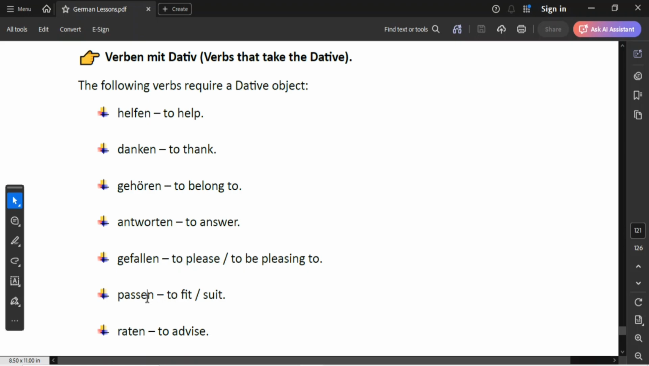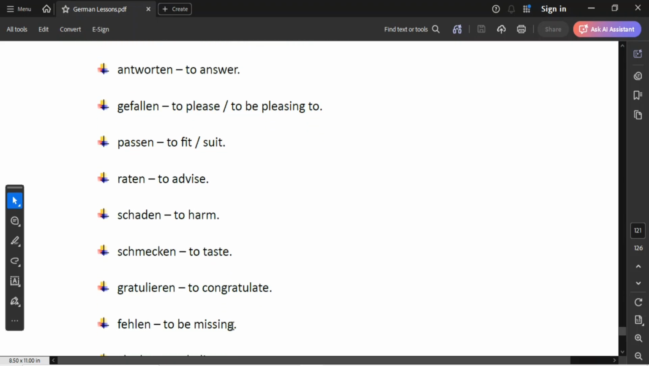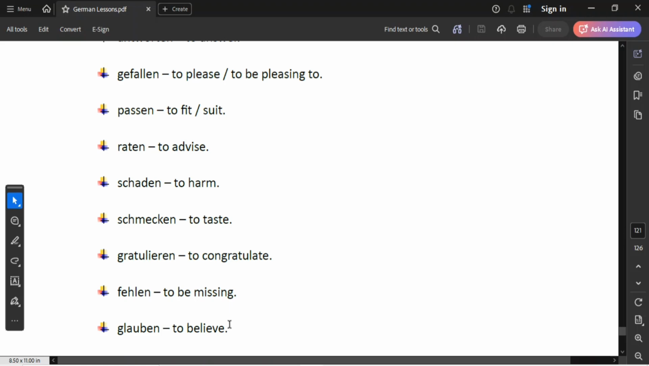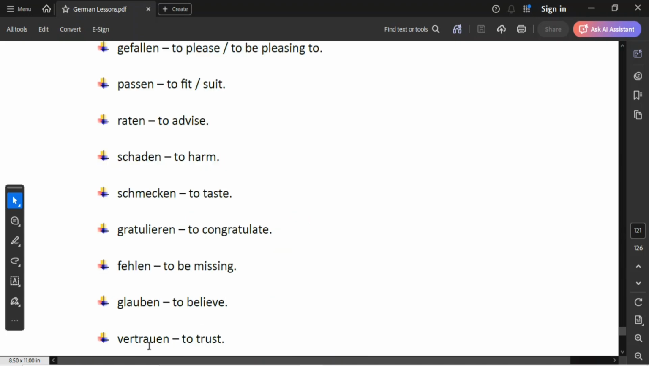We have passen, which means to fit or to suit. We have raten, which means to advise. Then we have schaden, which means to harm. We have schmecken, which means to taste. We have gratulieren, which means to congratulate. We have fehlen, which means to be missing. Glauben, to believe. Then after glauben, we have vertrauen, which means to trust. So those are some of the verbs that go hand in hand with the dative case.